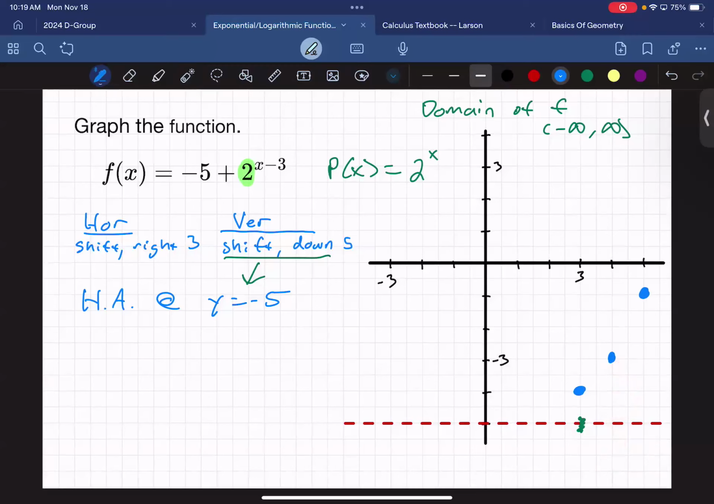So if you plug in 3, 4, and 5, you'll get these nice integer values. That's the nice thing about 3, 4, and 5. Just know if you plug in 1 and 2, you're going to get fractions. Now, with a base of 2, a decimal is still a nice thing to work with. Just know that you'll get negative 4.5 and negative 4.75. Where I'm getting that from is a half and a fourth. Okay, and we can draw our graph.